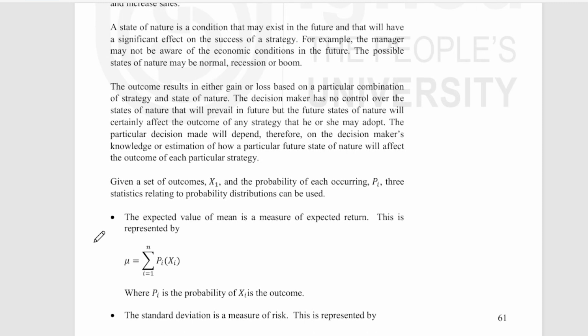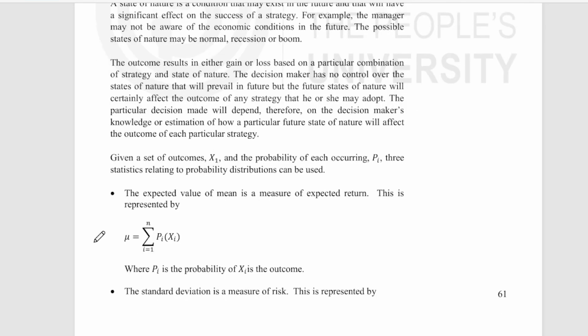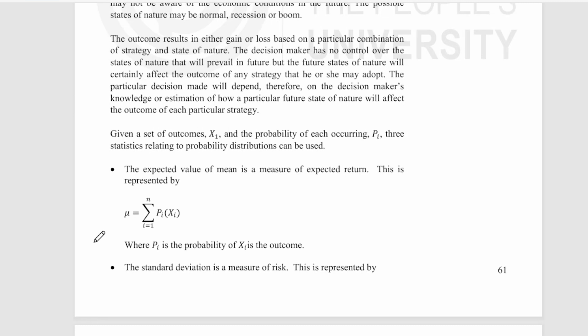And a state of nature is a condition that may exist in the future and that will have a significant effect on the success of a strategy. An example: the manager may not be aware of the economic condition in the future. The possible states of nature may be normal, recession, or boom. And the outcome results in either gain or loss based on a particular combination of strategy and state of nature.